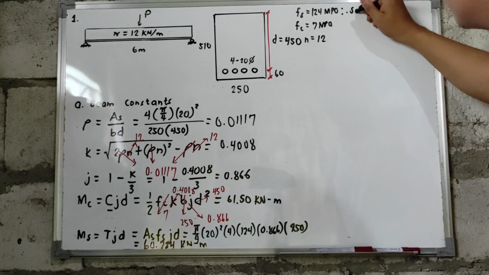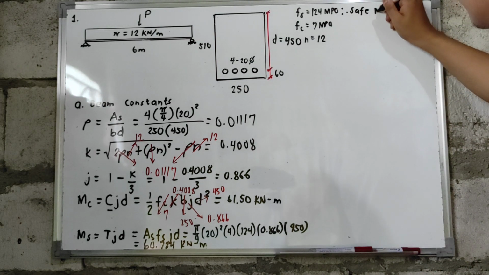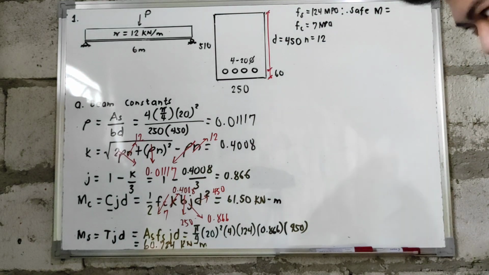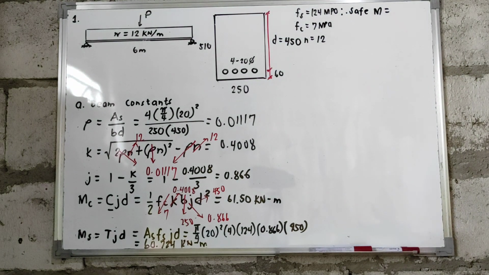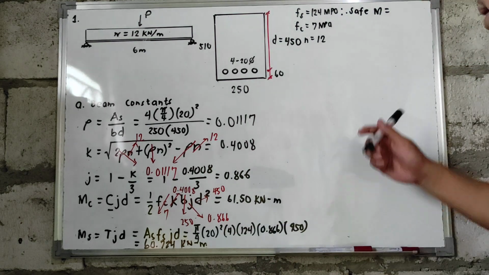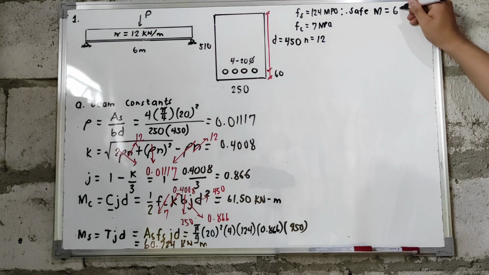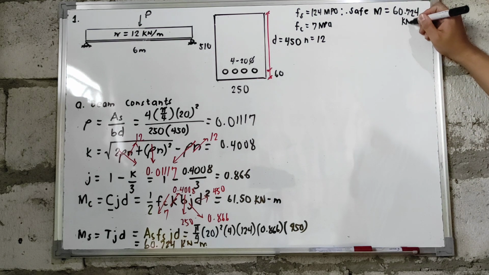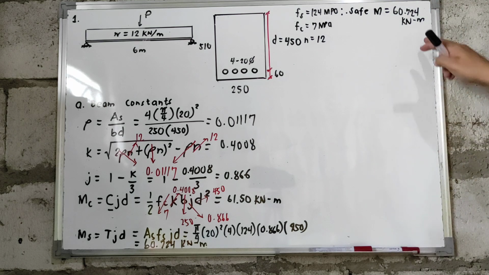Ngayon yung tanong dito is, ano yung i-adapt natin sa dalawa? So what is our safe value of your moment? So sa mga loadings natin, always remember, yung always na ina-adapt natin is yung mas mababa, which is equal to 60.724 kilonewton meter.